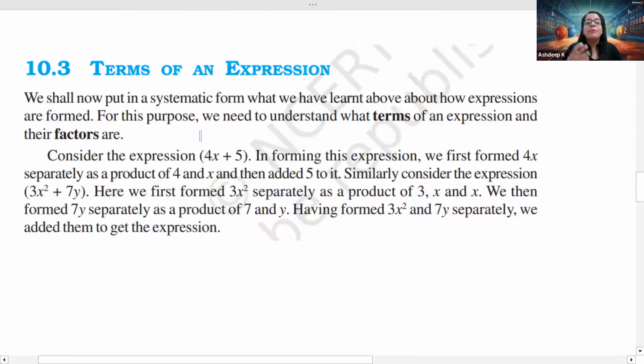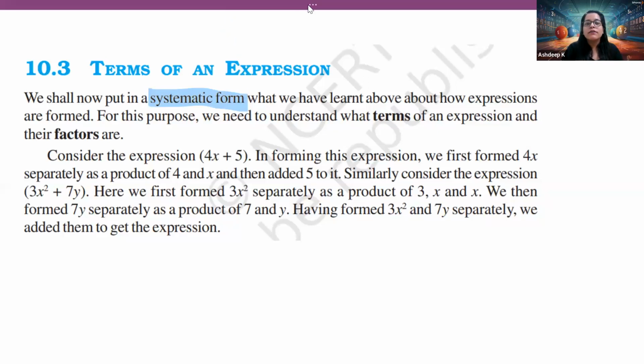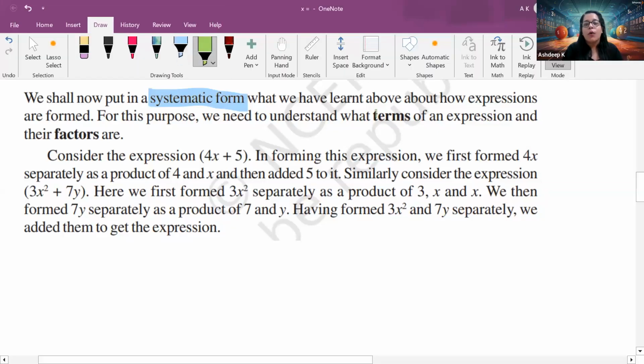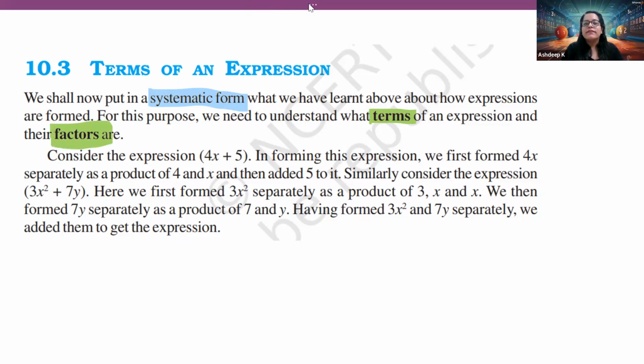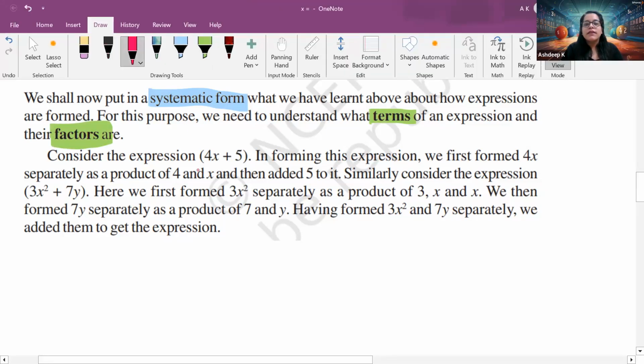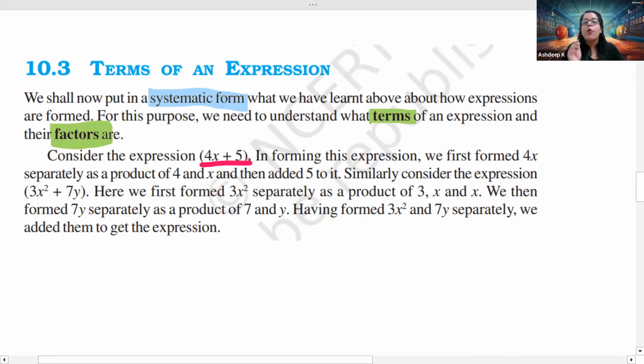So simply we shall put in a systematic form what we have learned about how the expressions are formed. For this purpose, we need to understand two important things. The first one is terms of an expression, and the second one is factors. So let's take an example over here. Here we can see we have the expression 4x plus 5. Simply, how it will be formed: we'll multiply x with 4, we get 4x, and on the other hand, we add 5 to it. Now we have two separate things. We have 4x, we have 5, right?